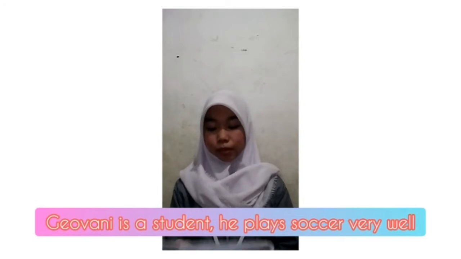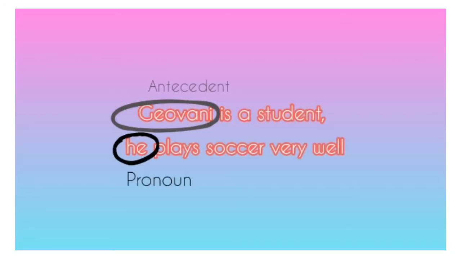Example: Giovanni is a student. He plays soccer very well. So, in this example, he is a pronoun that refers to Giovanni. Therefore, Giovanni is considered the antecedent of the pronoun he.